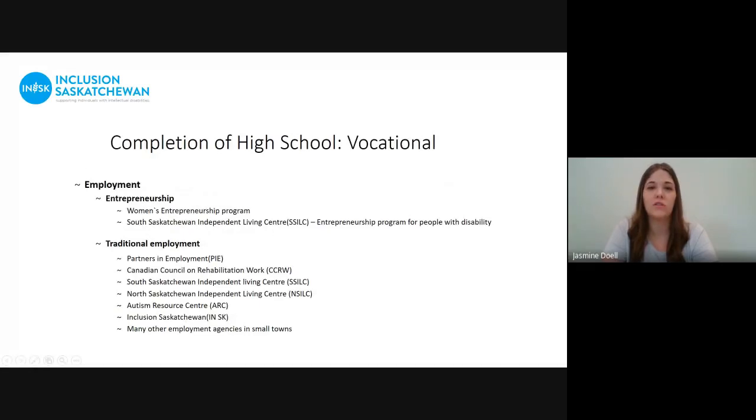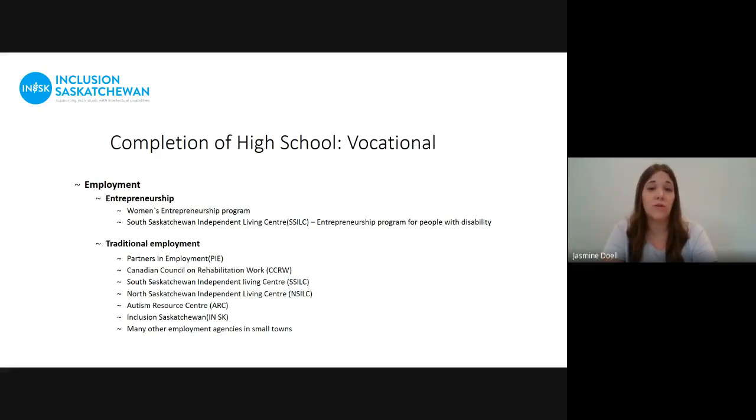Here are some employment agencies and services that can help students achieve successful employment. This list includes entrepreneurship support, traditional employment support, and pre-employment programs. At Inclusion Saskatchewan, we often refer to other organizations if necessary, because we do not have the capacity to support all employment needs. We differ from other programs because there are only 4 of us across the province. So we're unable to help with certain things such as job searching. We try to reach out to rural areas or individuals who don't fit into any program.